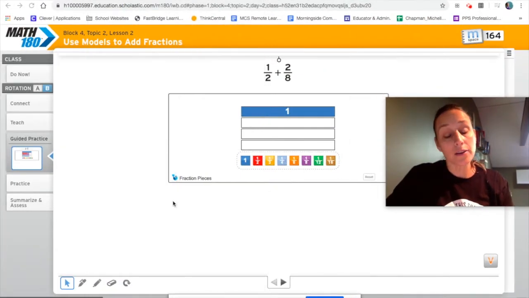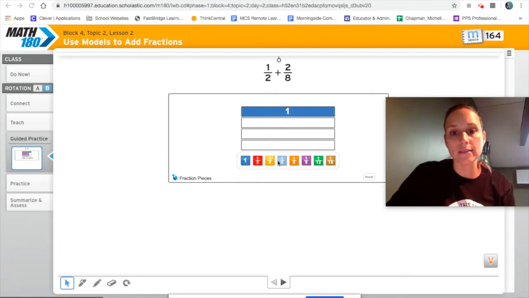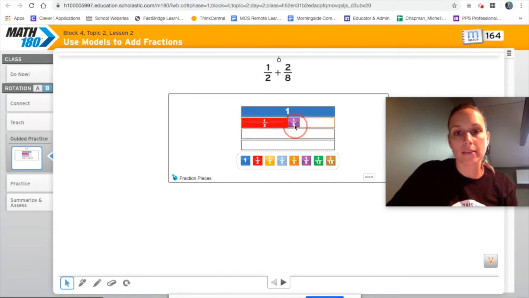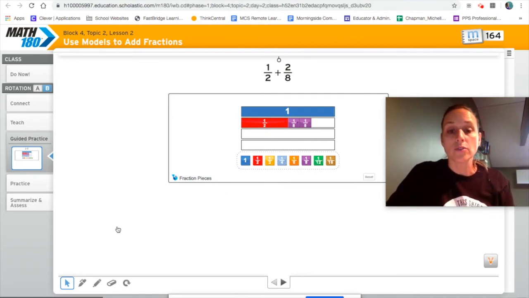Look at another example. We can see that if we add 1/2 and 2/8, I can put that 1/2 in my models. I can put those 2 1/8 size pieces in my models. And again, I'm now going to look for a common denominator. So I'm going to start by counting by 2's.